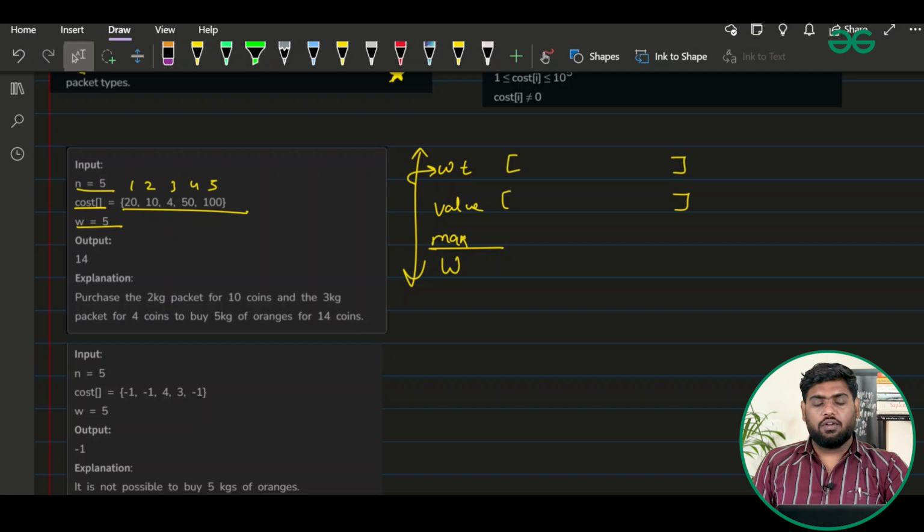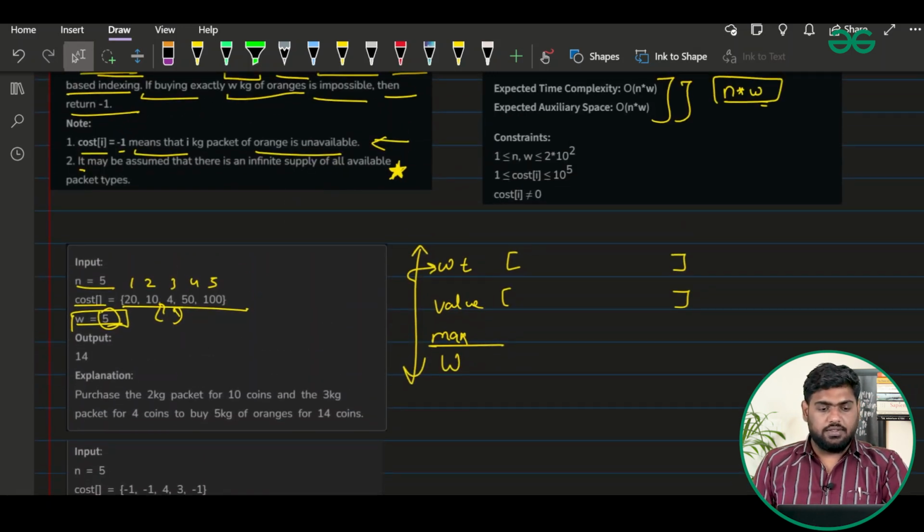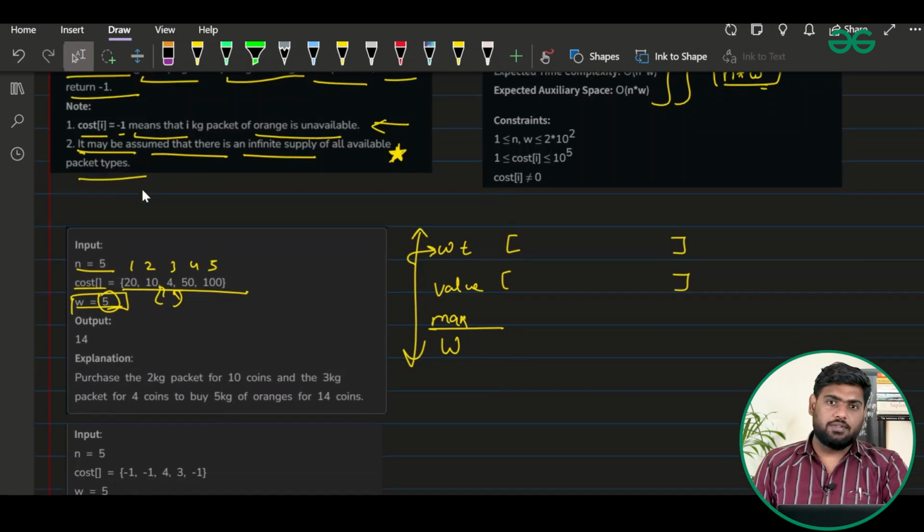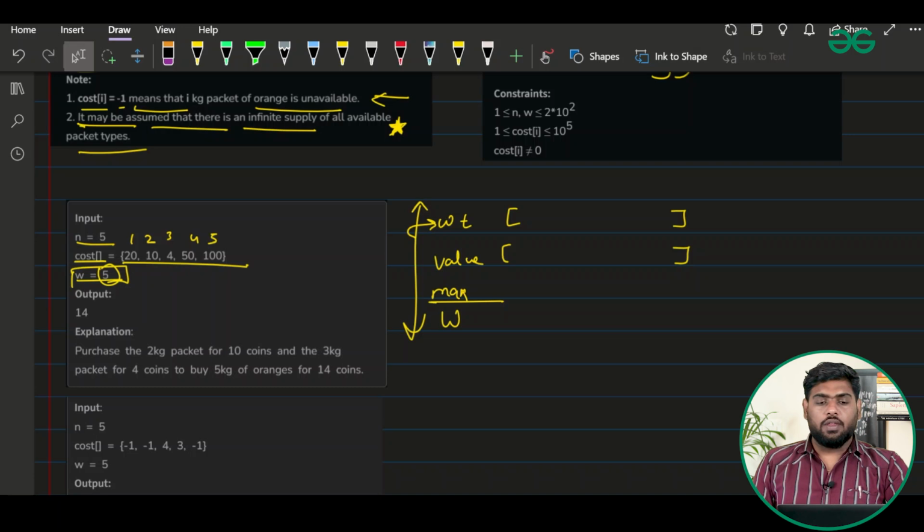Now what we have to figure out is, if we have to buy exactly 5 kgs of oranges, in what pattern, what bags of oranges we can buy so that I spend the minimum. The question is pretty clear. Now the main point to remember here is this one. It may be assumed that there is an infinite supply of all available packet types. Once we see this, we know that every packet is available infinite amount of times. So it is up to me. If let's say I have this 3 kg packet having cost 4, I can keep on buying this one. It is up to me as per my solution.